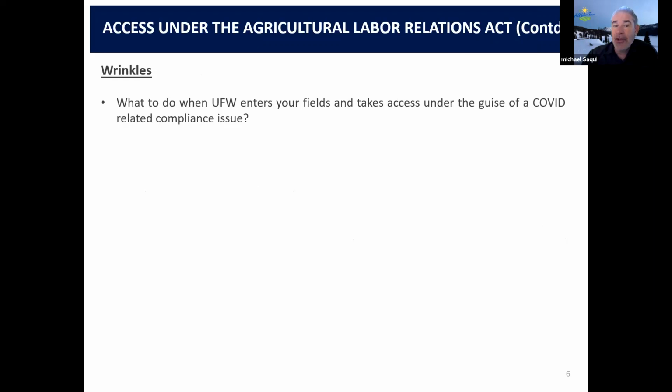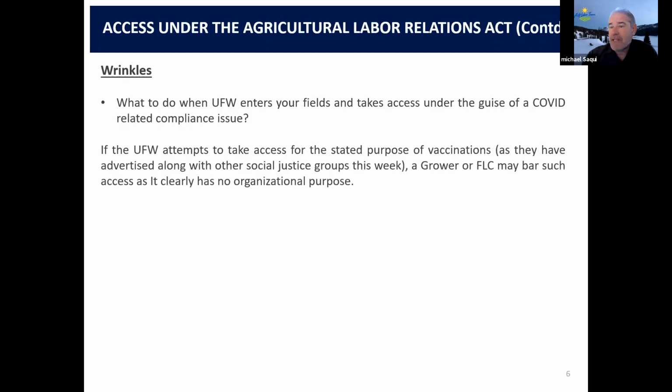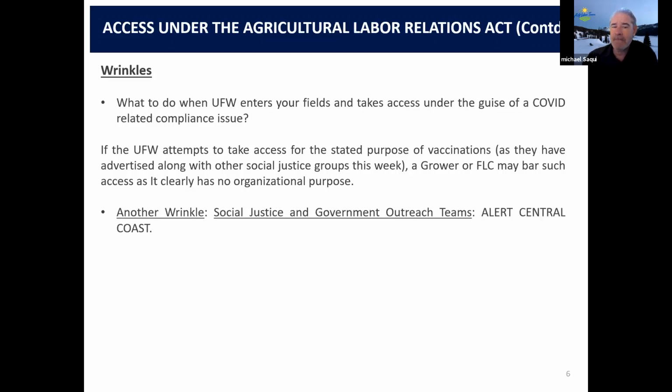So what if the UFW, here's a union, is taking access under the guise of a COVID-related compliance issue? That's not their issue. If they don't have an organizational purpose and a properly filed NA, notice of intent to take access, they can pound sand. If they have a notice of intent to take access, but they're taking access under the guise of COVID education, that lacks an organizational purpose. We will ask them to leave, and we will bar any future access. We've done it in the past.